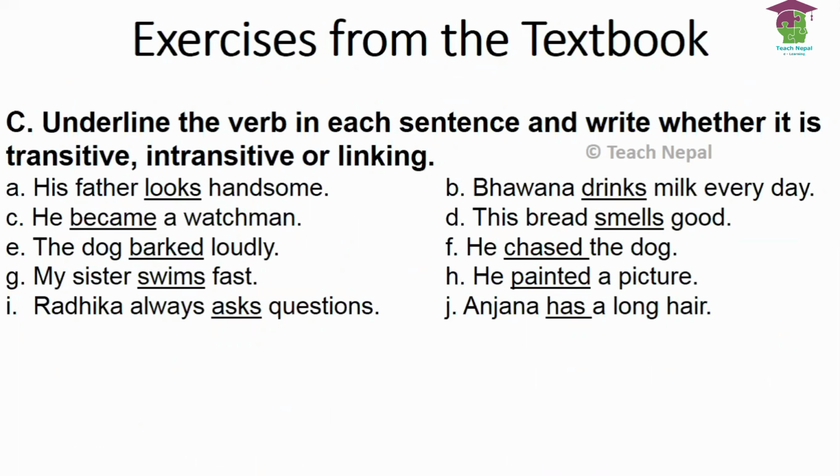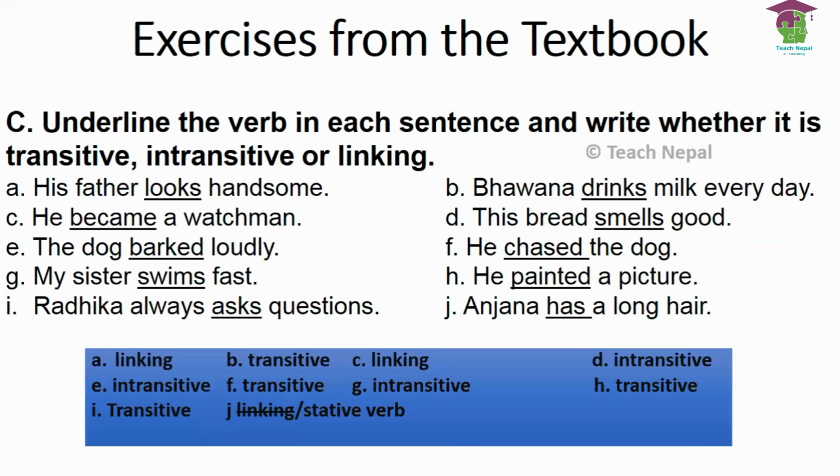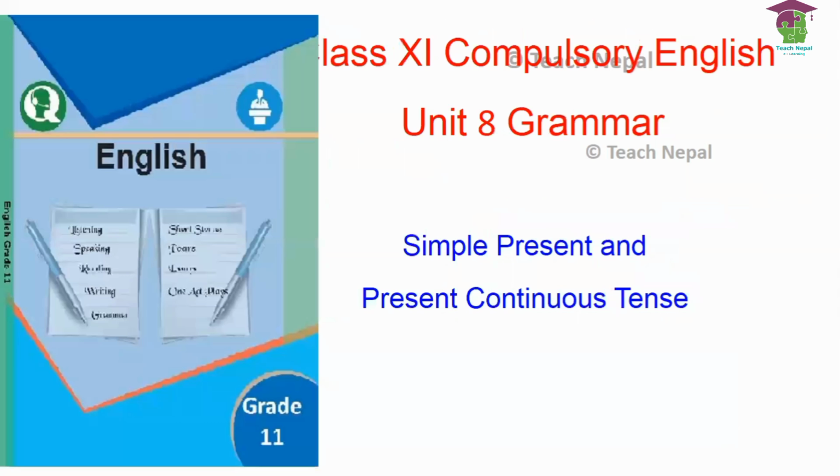Underline the verb in each sentence, right? So for example, his father looks handsome. What is looks? We saw it earlier. Looks is a linking verb, right? Number B, Bhavana drinks milk every day. Drinks, it is transitive because after drink there is milk, right? He became a watchman. Became, we read earlier as a linking verb, right? In this way you have to do these things.